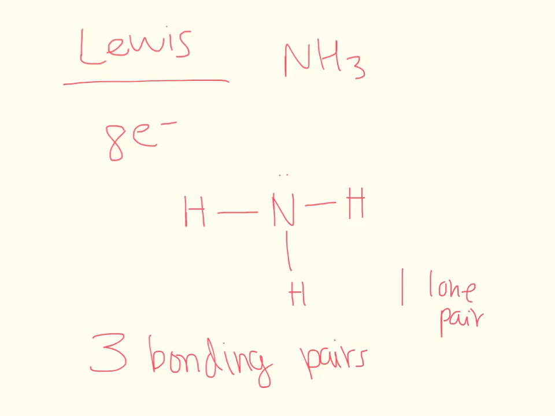Continuing with the Lewis dot structure, you draw 3 lines indicating the hydrogen bonding to the nitrogen right here, and then you draw the lone pair on the central atom of nitrogen. Okay, and in total you have 3 bonding pairs and 1 lone pair.